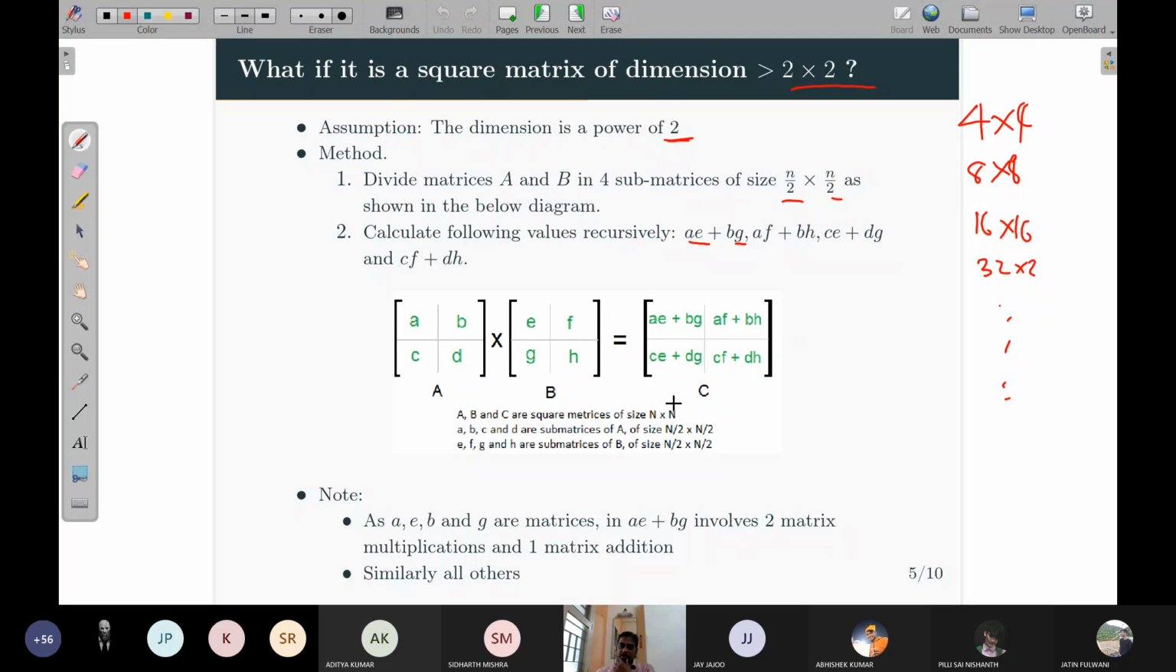So you can read this. This is copied from Geeks for Geeks. These are not drawn by me. I should give credit to them. So A, B, and C are square matrices of size n by n. That is okay.